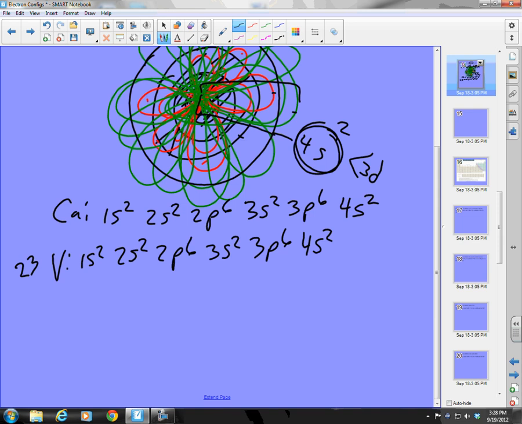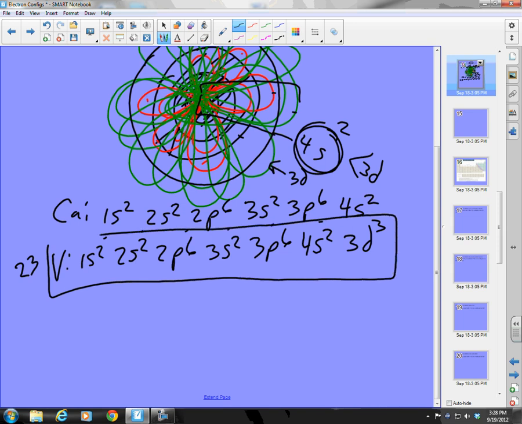Now what comes next? Here we go. This is where we can go with our 3d's because our 3d's are closer than our 4p's. So now I go 3d, and how many do I need? 2, 4, 10, 12, 18, 20, 3. So vanadium is 1s2, 2s2, 2p6, 3s2, 3p6, 4s2, 3d3.